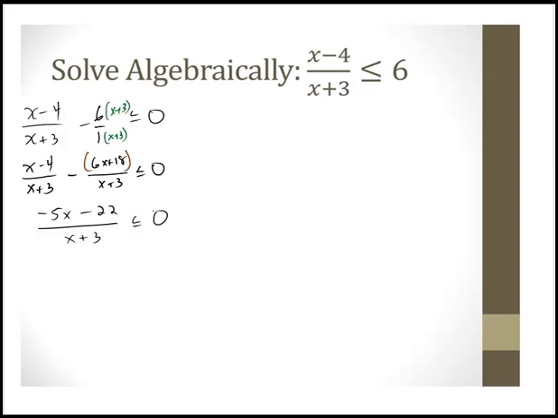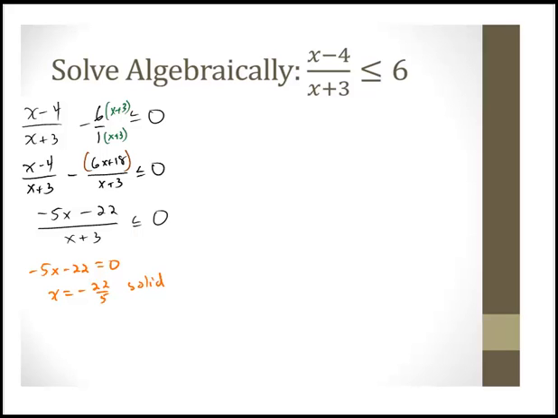Now, finding the critical values. Setting the numerator to 0. Negative 5x minus 22 is equal to 0. I would add 22 and divide by negative 5, and x equals negative 22 over 5. And this will get a solid point because it's an or equal to inequality.